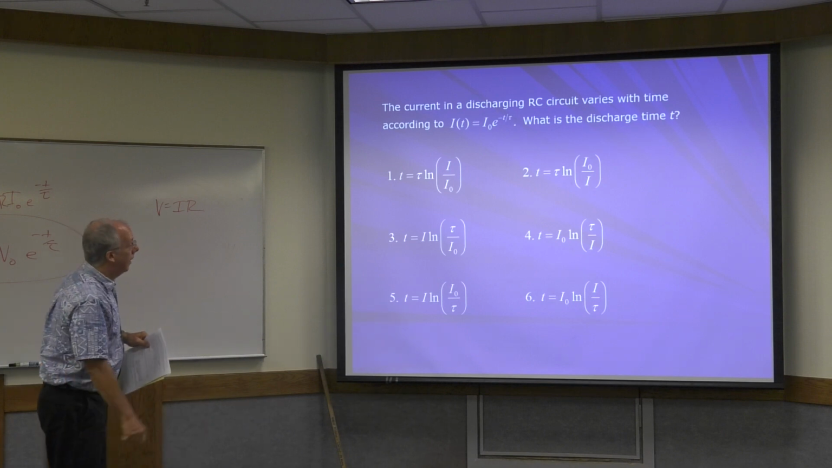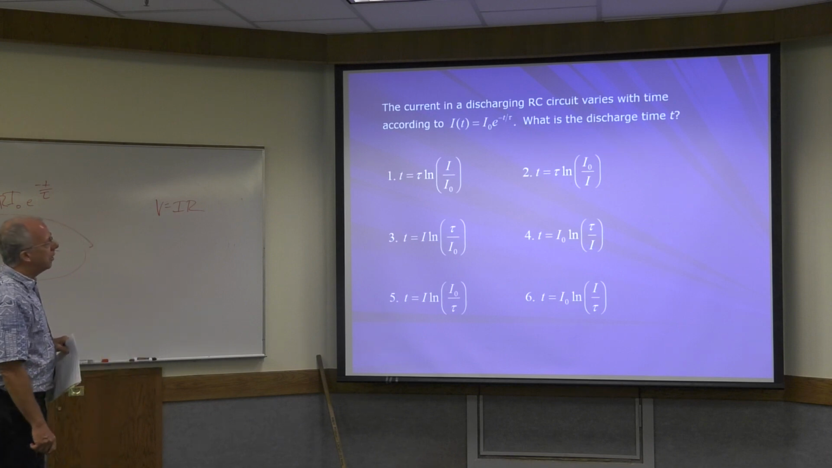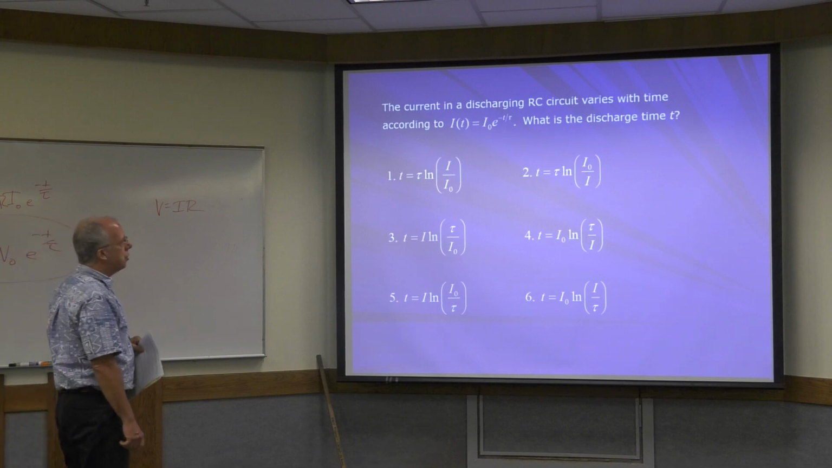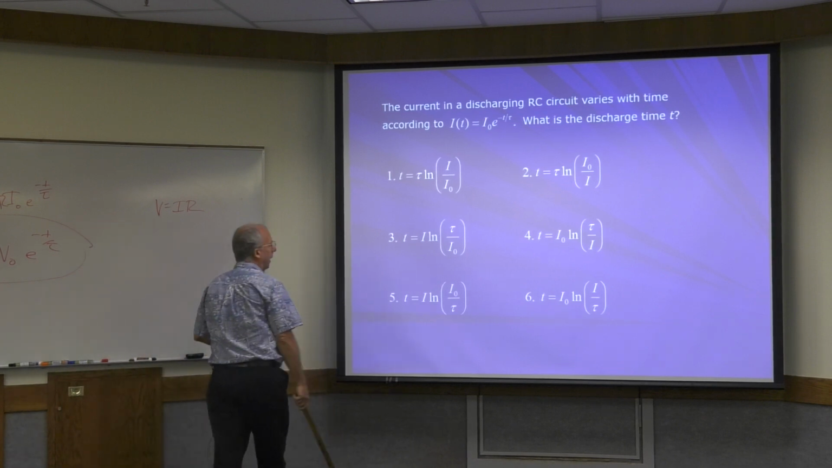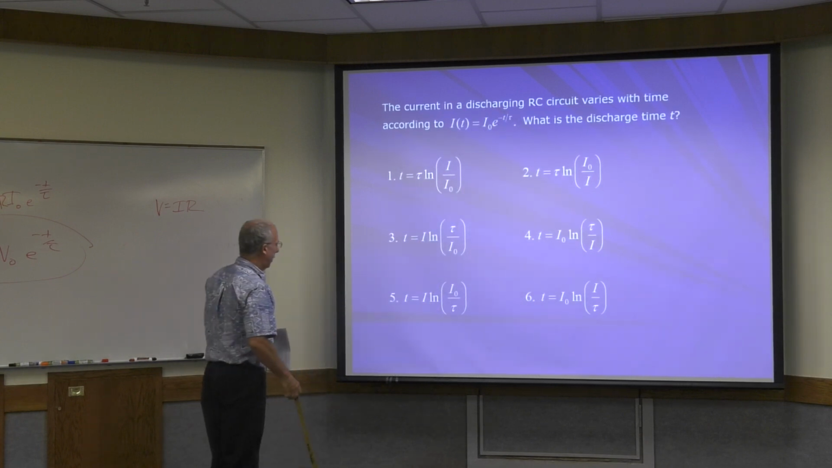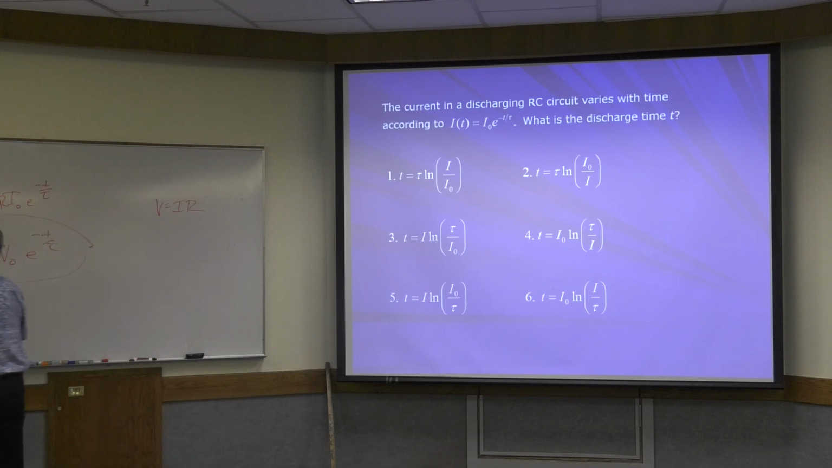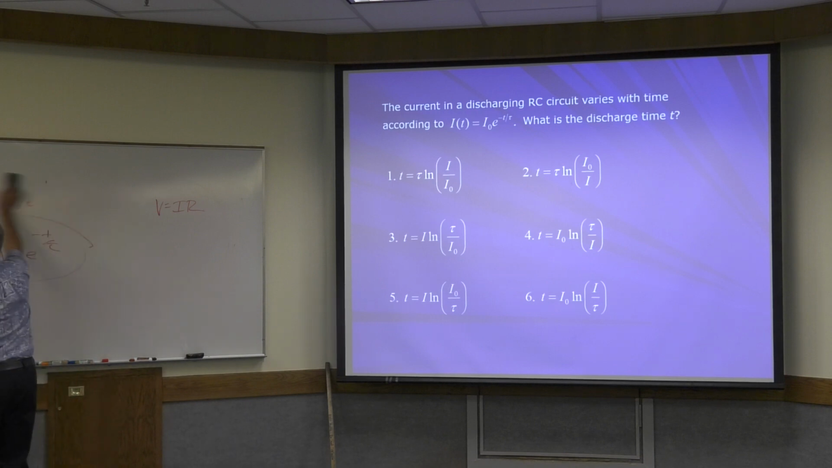So here's some practice for you. The current in a discharging RC circuit varies with time according to I equals I0 e to the minus t over tau. What is the discharge time t? So basically what I'm asking you to do is solve for t. So this is a math question. So pause your video and figure it out. And make sure you know how to do this because you're going to be doing this in your homework and your exams.